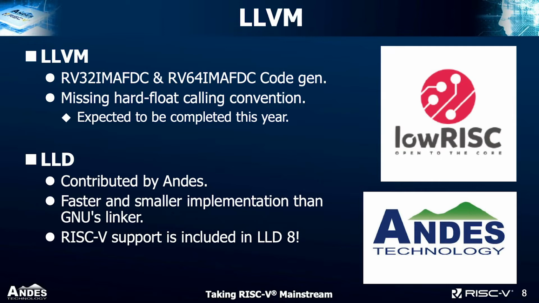The next one is LLD. It's another linker implementation in the LLVM family, and it's a faster and smaller implementation than GNU's linker. We contributed our own RISC-V port to the LLVM Foundation, so RISC-V support will be included in the latest stable release of LLD. I think it will be released this month, so you can find it on the LLVM official site soon. And that's all for my part.